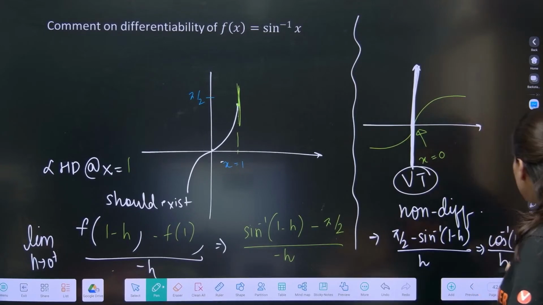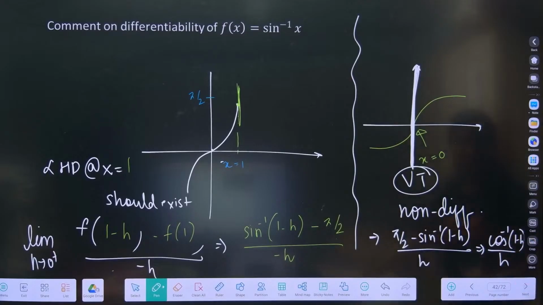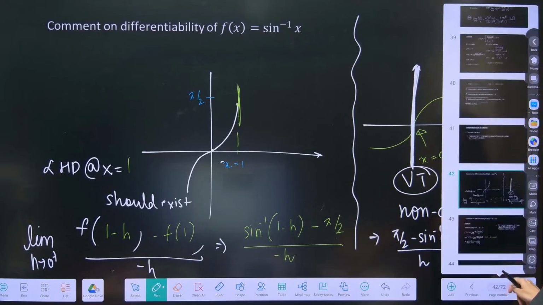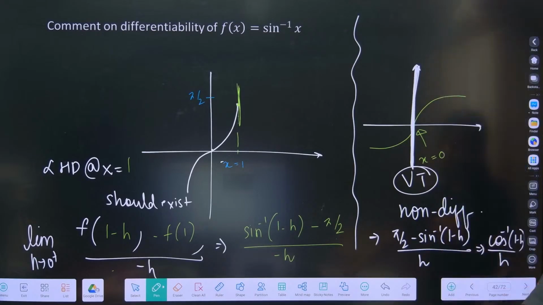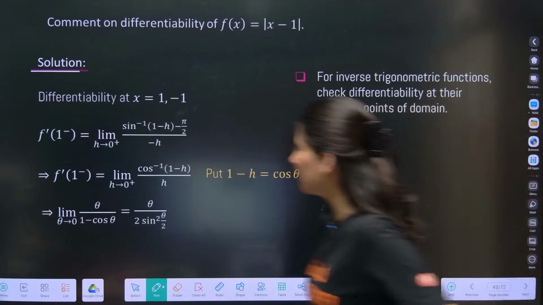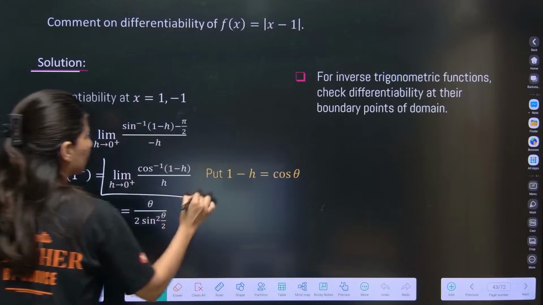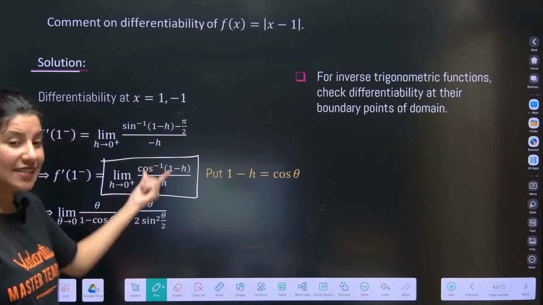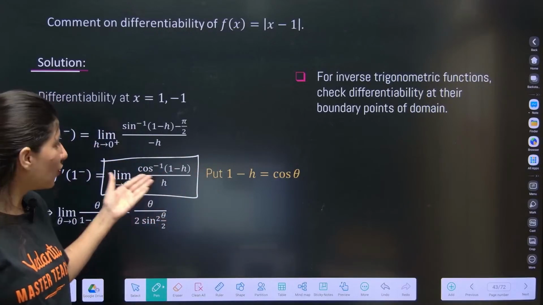H is 0. The moment you put 0, cos inverse 1. Cos inverse 1 is what? Cos theta is equal to 1 at 0 degrees. So this is 0. 0 by 0 only we are getting, no? So cos inverse 1 minus h upon h. How to tackle it? Let me tell you. See, this is what we are getting. Now, here again 0 by 0 form is getting formed. So, what to do now?